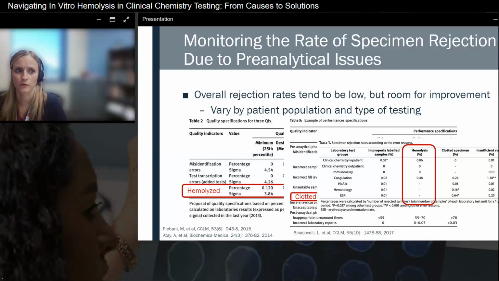As part of quality programs, laboratories monitor rejection and redraw rates and reasons for the rejections. The info that is available in the literature overall suggests a very low rejection and redraw rate. Of course, these rates are going to vary by patient population, type of testing, and patient status. For example, inpatients are generally going to be at a higher risk of specimen rejection and redraw than outpatients.